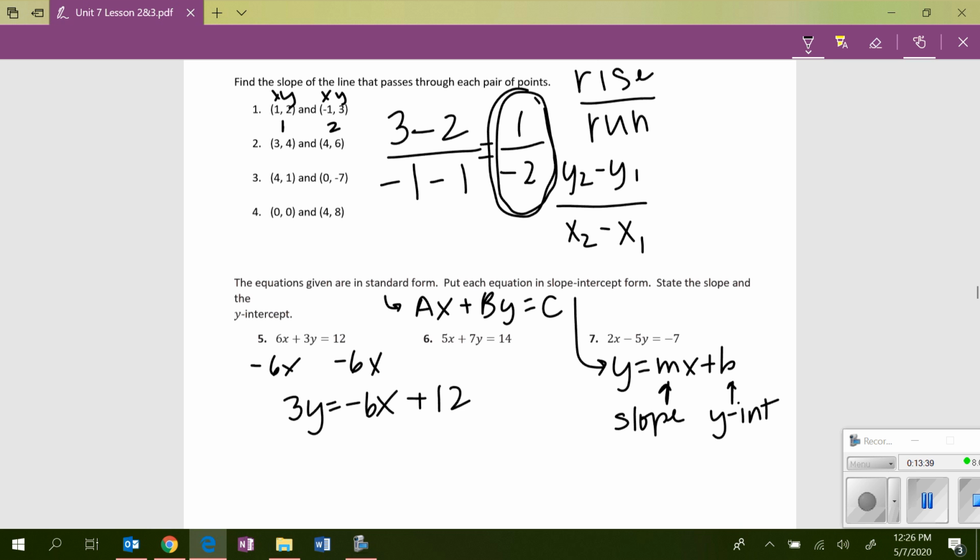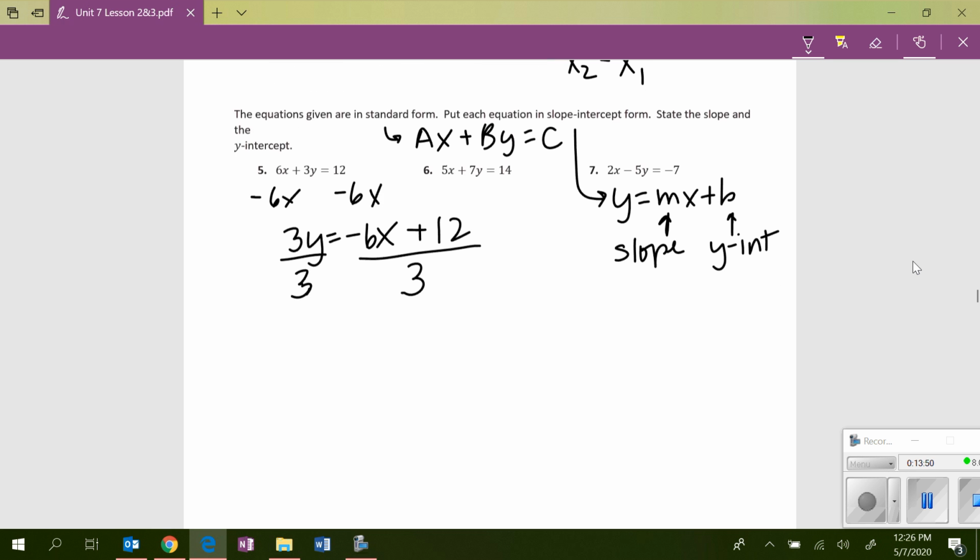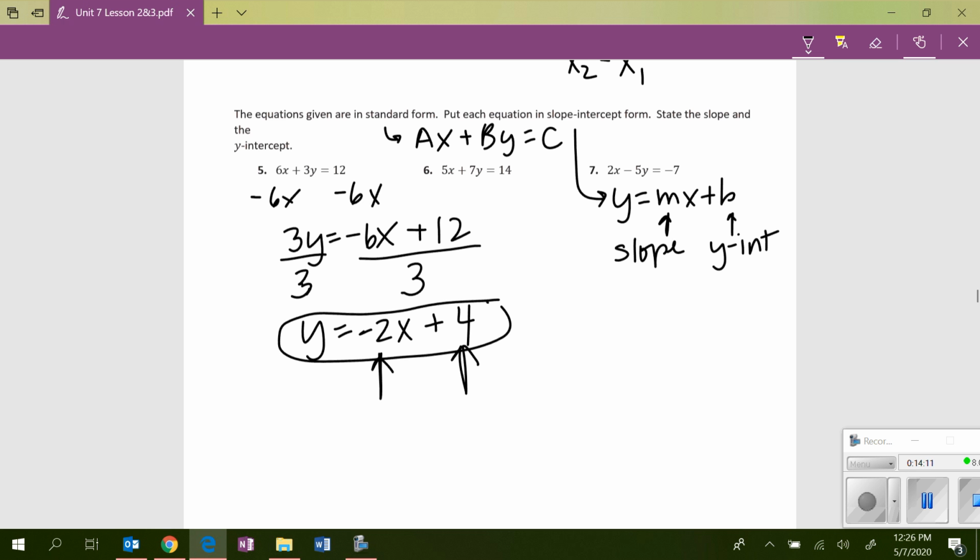And then lastly, to solve for my y, all I have to do is divide by 3. This divide by 3 has to go onto and divide the entire equation on the right. So y equals, and that's not too bad because we've got multiples of 3 here. Negative 6 divided by 3 is just negative 2x. And then 12 divided by 3 is 4. That's my slope-intercept form. Here's my slope. Here's my y-intercept. And you're done.